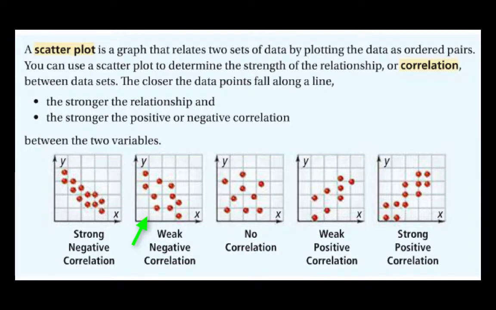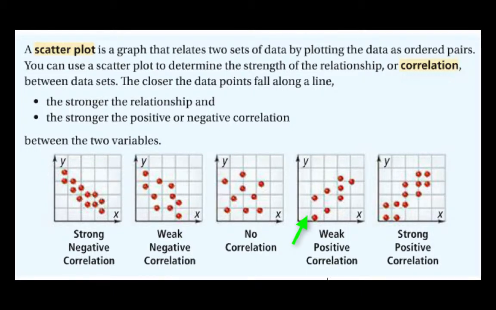The second graph, we have a weak negative correlation. They're not quite clustered as tightly as they are in the first graph, but the general pattern is still a downward trend from left to right. The middle graph, no correlation at all. There's no pattern at all to the data points. They're not going in an upward pattern from left to right or downward.